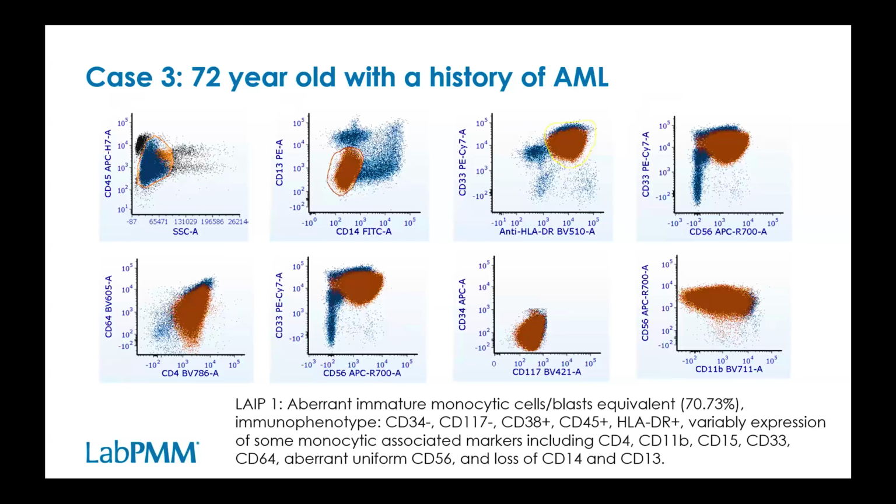monocytic associated markers. And these cells at the same time have decreased CD45 and lost CD13 and CD14 with uniform aberrant CD56. So this is a population of immature monocytic blasts, or myeloblasts with monocytic differentiation.